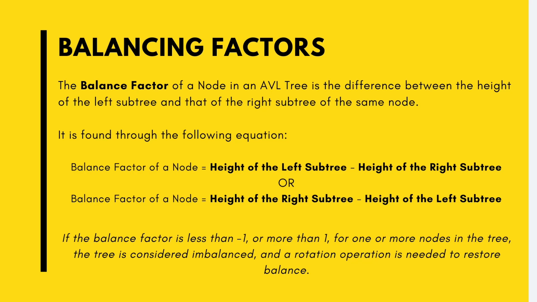Now here's how to interpret the result. A balance factor that is equal to 0 means the node is perfectly balanced. A balance factor that is greater than 0 means that the node is left heavy. And a balance factor that is less than 0 means that the node is right heavy. But here's the crucial part. If a node's balance factor becomes less than -1 or greater than 1, it means the tree is now imbalanced. When that happens, the AVL tree automatically performs a rotation to restore balance and keep operations running efficiently.